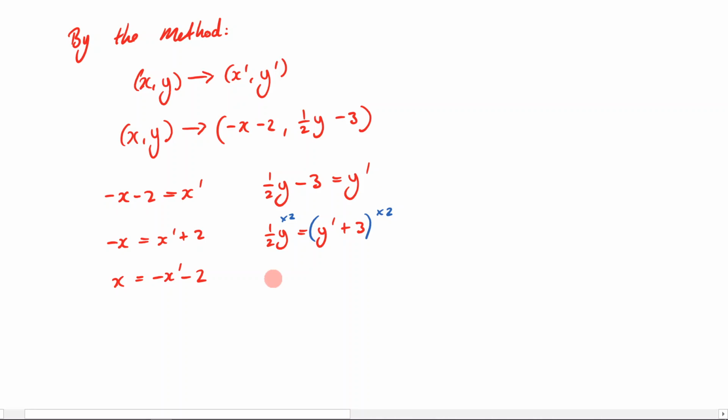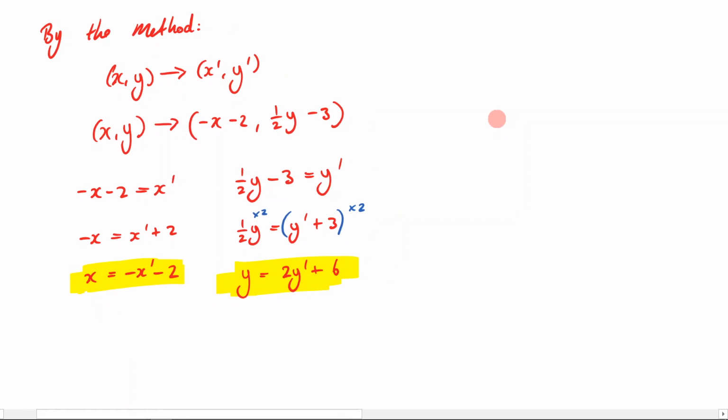So that means I'm going to be left with y is equal to 2y dash plus 6. So I'm multiplying the entire side by 2. Okay, now that we've got these two very important things right here, and I might even highlight them because they're very important, I'm going to be substituting these into my original graph that I was given.